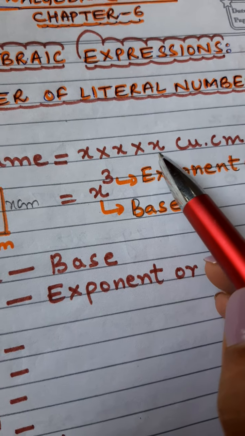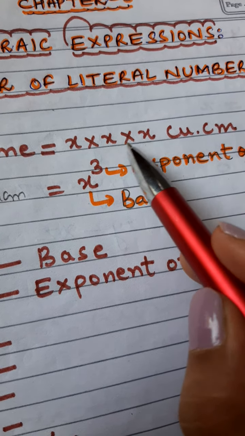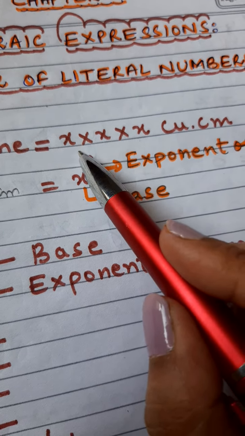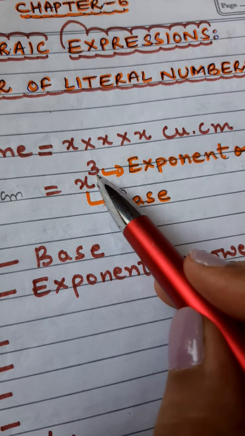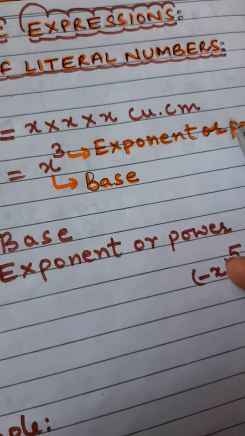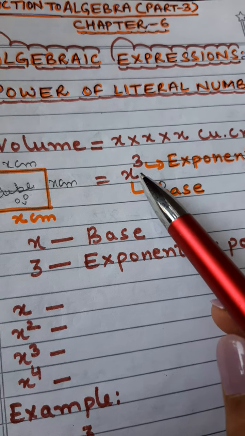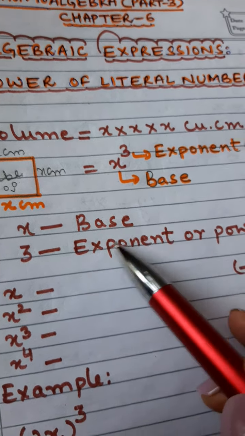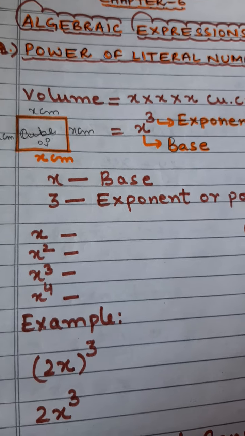So we can write it in short form as x cube, x to the power 3. Why 3? Because we have multiplied x 3 times. Here x is the base and 3 is the exponent or power. So in this expression x is the base and 3 is the exponent or power.